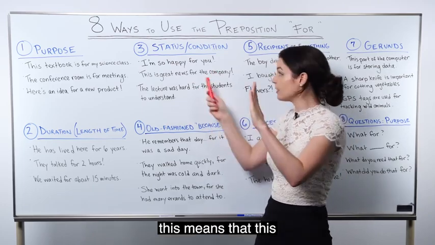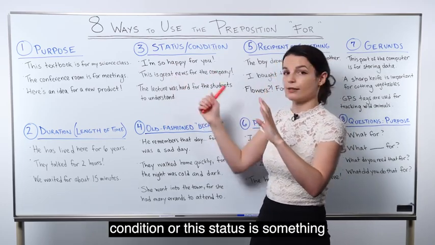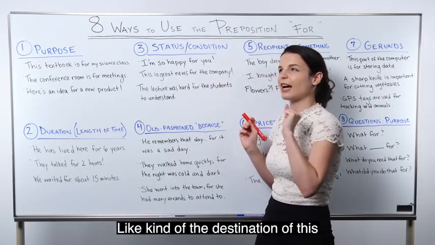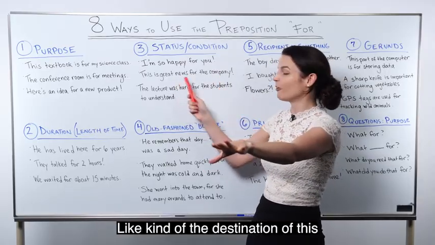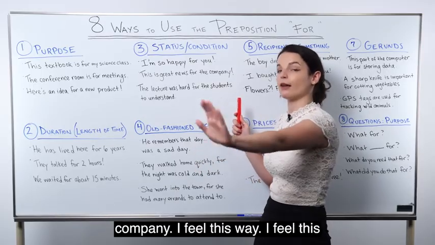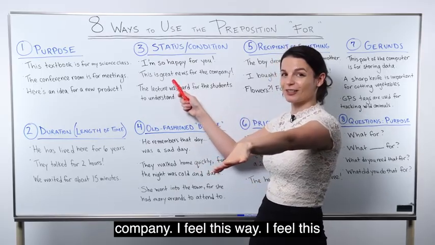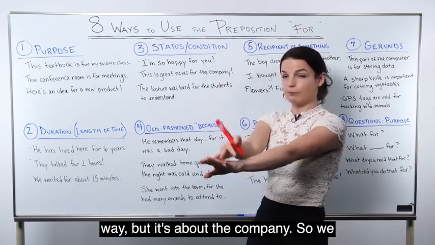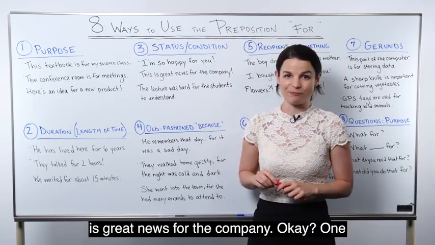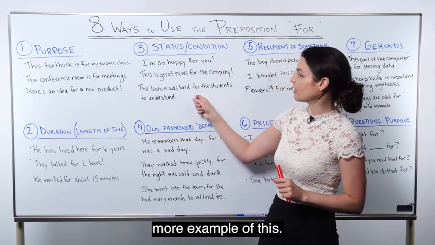So this means that this condition or this status is something that we want to make clear is for this, like kind of the destination of this feeling or this condition is the company. So it's not me, but it's the company. I feel this way, but it's about the company. So we use for to do this. Again, not to. This is great news for the company. Okay, one more example of this.